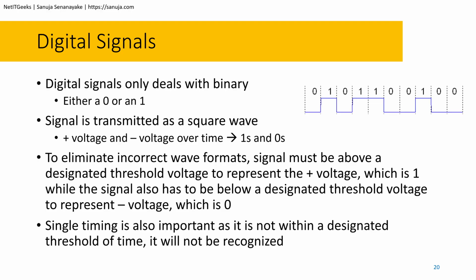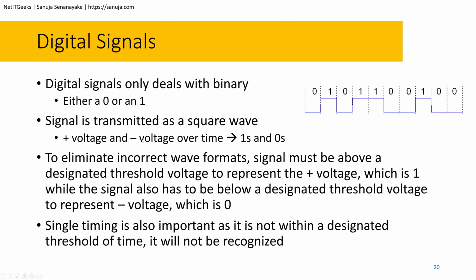So here's a brief few slides on digital signals. Digital signals, as I mentioned before, only deal with binary values. So it's either 0 or 1. Here's a digital signal on the right-hand side of the screen. We have a 0 or 1. That's all a digital signal can represent, and the signal is transmitted as a square wave as a result.